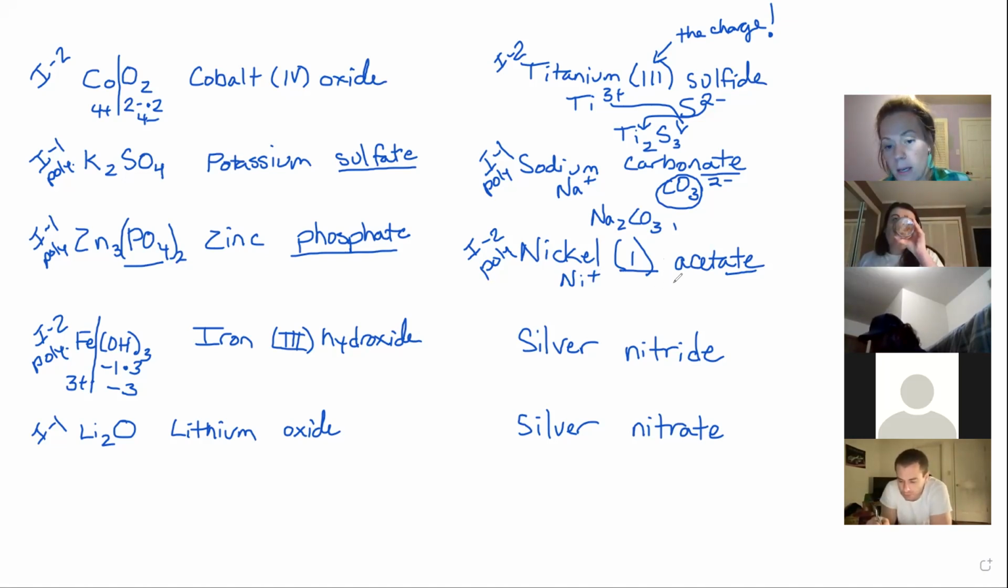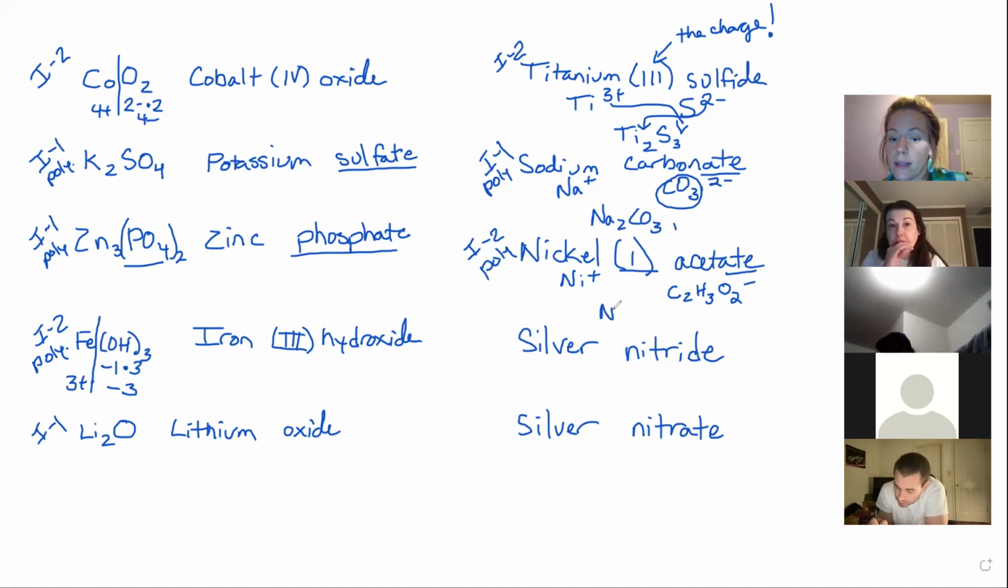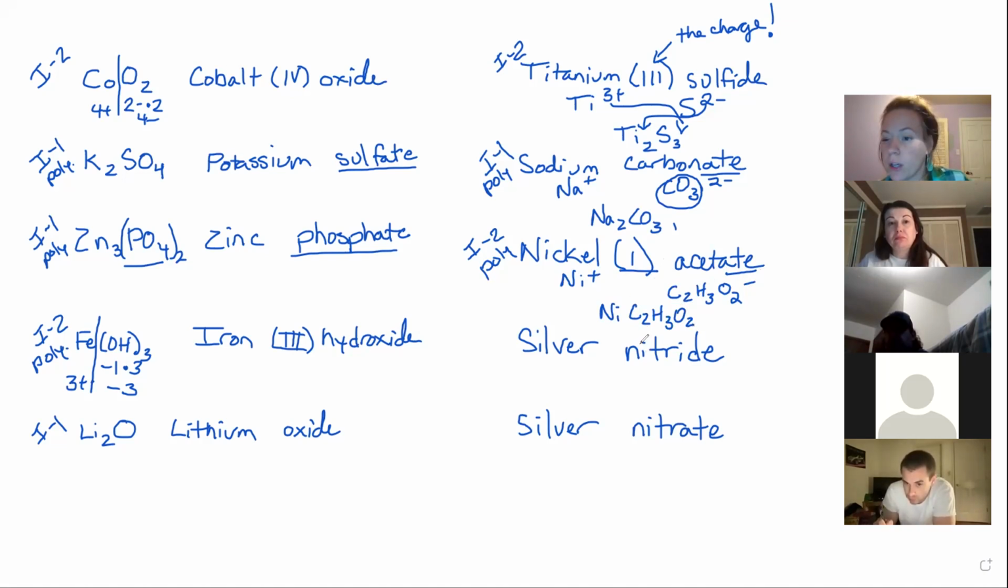Acetate is going to be C2H3O2. And this whole thing has an overall -1 charge. Okay. This is a 1-to-1 ratio. So we just write this as NiC2H3O2. Again, we don't need parentheses around it. Someone who's familiar with chemistry would be able to see this and say, hey, this is nickel 1 acetate. You don't have to define the polyatomic ion with the parentheses.